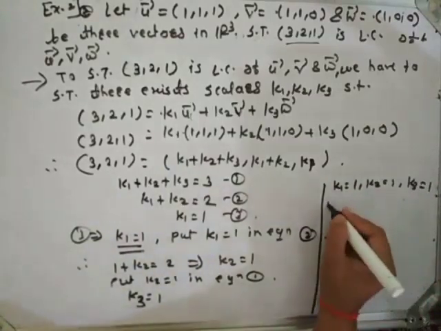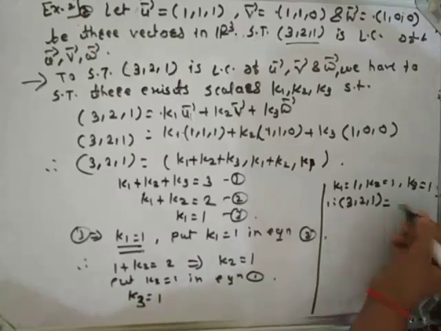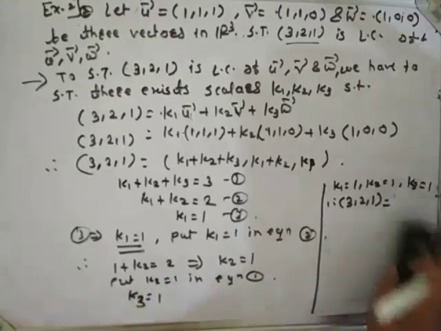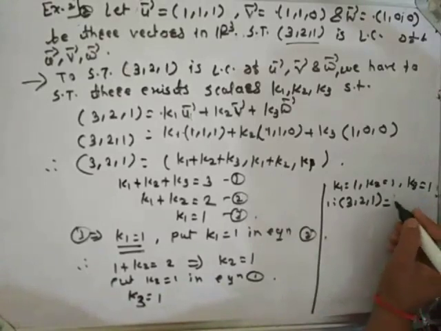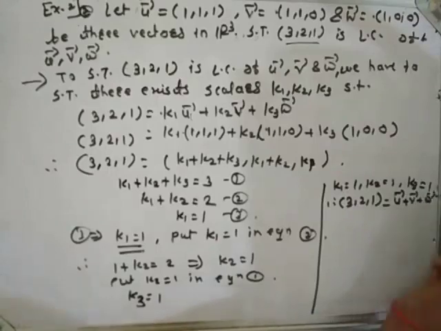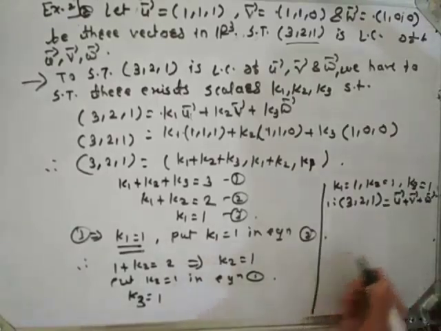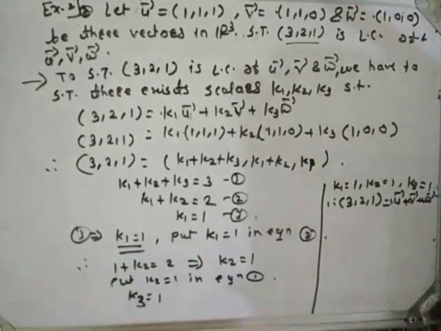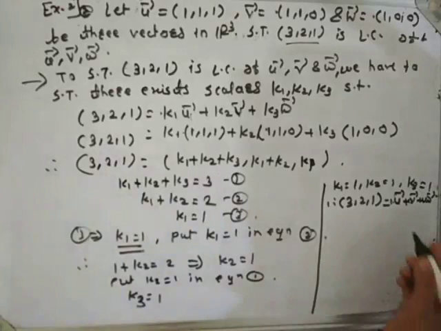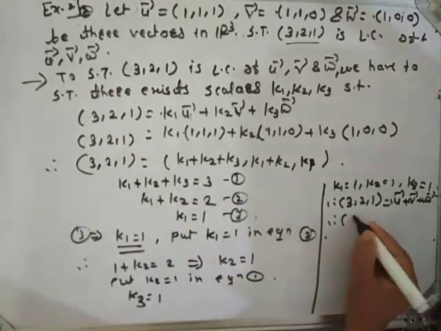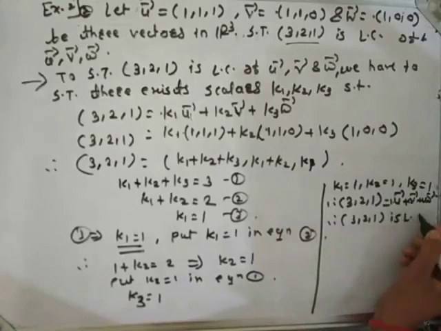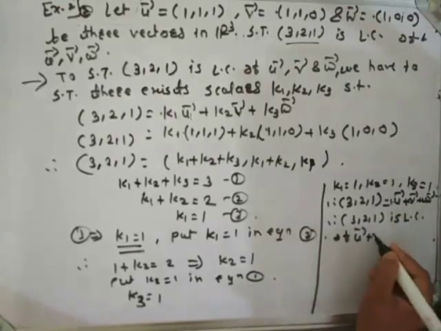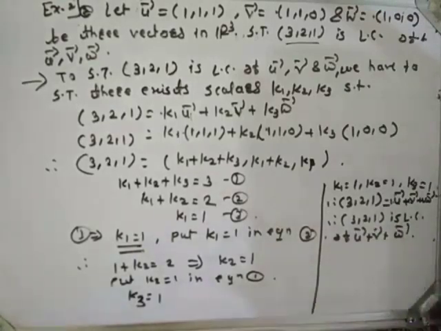Therefore vector (3, 2, 1) can be written as k1, and k1 is 1, so it is 1 into u bar plus k2 is 1, 1 into v bar plus 1 into w bar. So vector (3, 2, 1) can be written as a linear combination of u bar, v bar, w bar. Therefore this vector (3, 2, 1) is a linear combination of u bar, v bar and w bar.